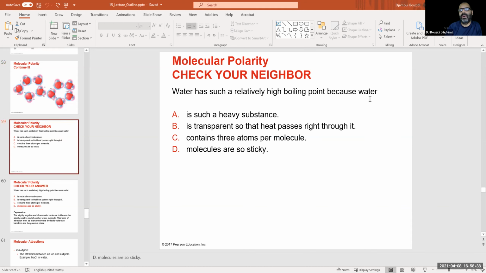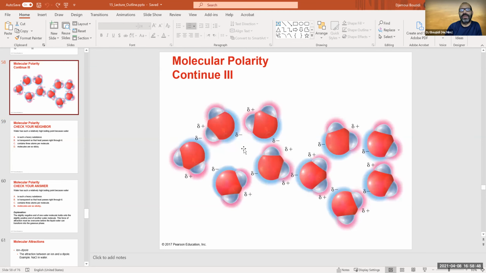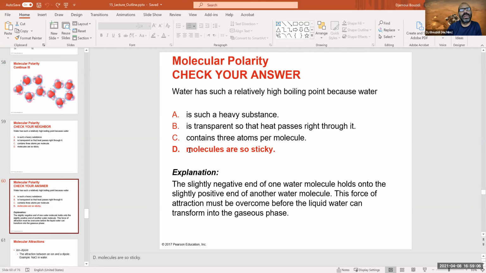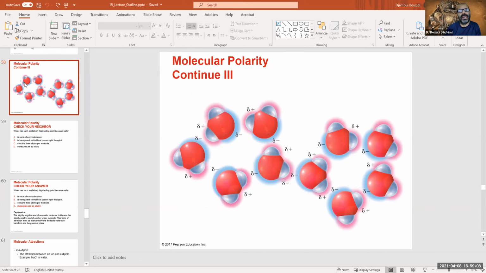Why does water have such a relatively high boiling point? Because it is heavy? No, because it's transparent? No, because the molecules are so sticky. You really have to break these bonds in order to get into a gas form. You understand? Because of this stickiness, they are glued to one another via these dipole-dipole interactions. Once you raise their temperature enough, they become so agitated that the bond breaks.